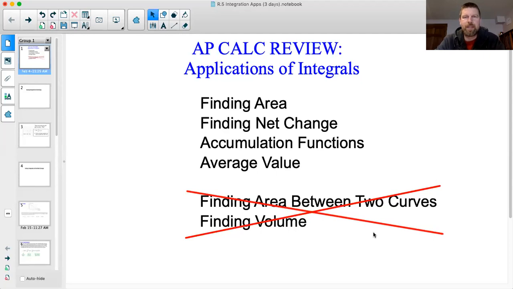Welcome back. AP Calc Review, Applications of Integrals. We're going to be covering area, how to find area with integrals, finding net change. We're going to talk about accumulation functions. We're going to talk about average value.